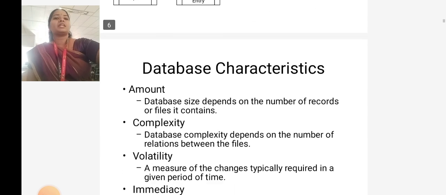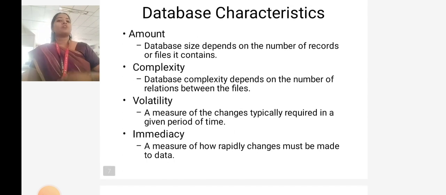Now the database characteristics: amount, complexity, volatility, immediacy. What is meant by amount? Amount of data means the quantity or size of the data, which depends on the number of records or files the database is going to contain. Complexity depends on the number of relations between the files.